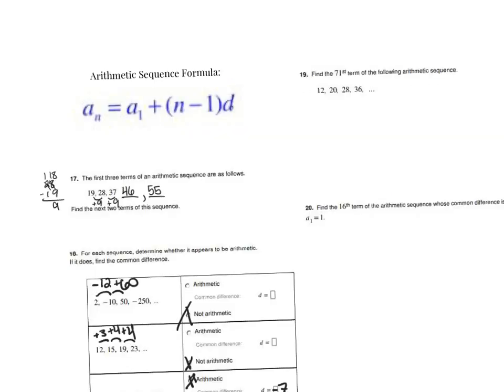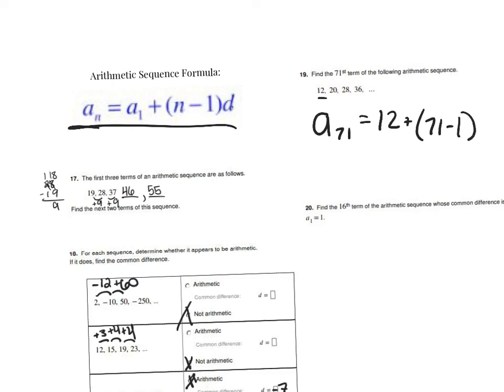So question 19 says to find the 71st term of the following arithmetic sequence. So it gives me 12, 20, 28, 36. I'm going to use this formula over here, and I'm going to fill out what I know. So A sub 71, because we're trying to find the 71st term, equals my first term, which is 12, plus my n is 71 minus 1. Now I got to find my common difference. Well, 12 to 20 is plus 8. 20 to 28, that's plus 8. So my common difference is 8. Now I'm going to just simplify, and that's how you get your answer.